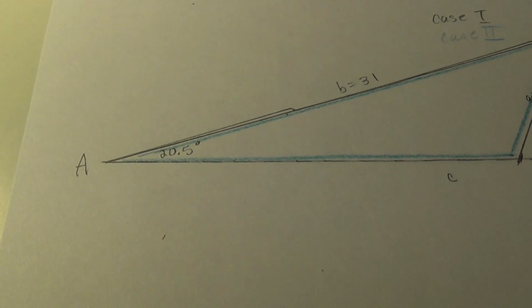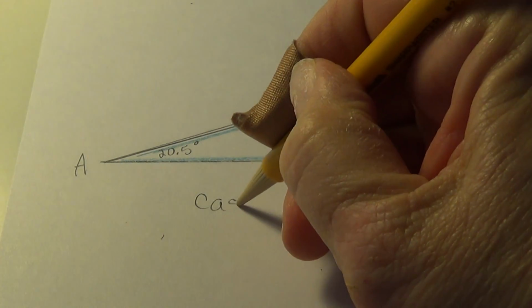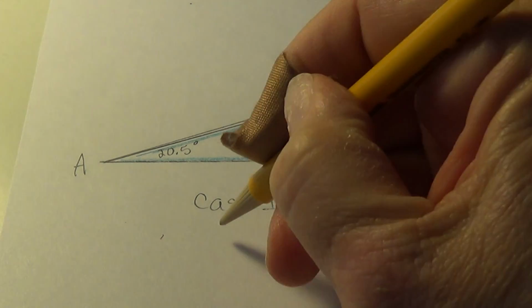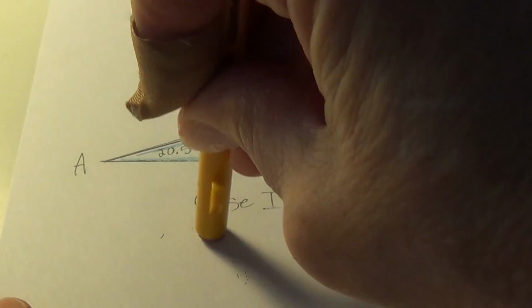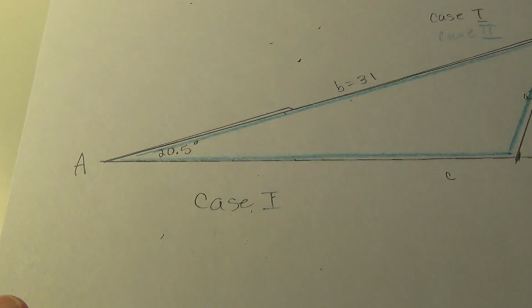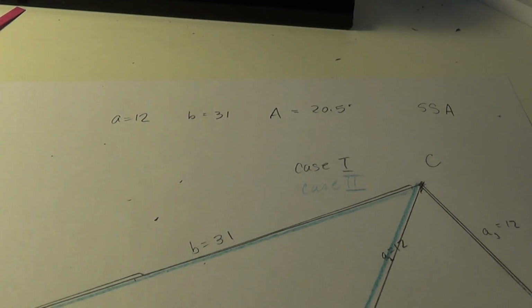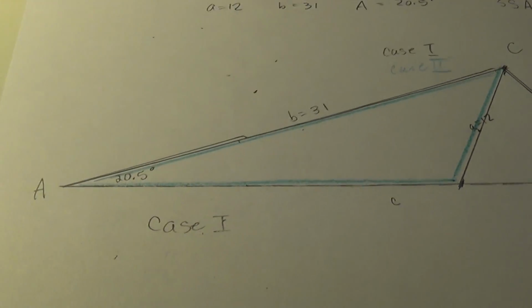Okay, let's get to work on case one, the bigger triangle. And we had a equals 12. I already drew it and wrote it. I'm not going to do it again. So we can see a equals 12, b equals 31, and angle A equals 20.5 degrees.